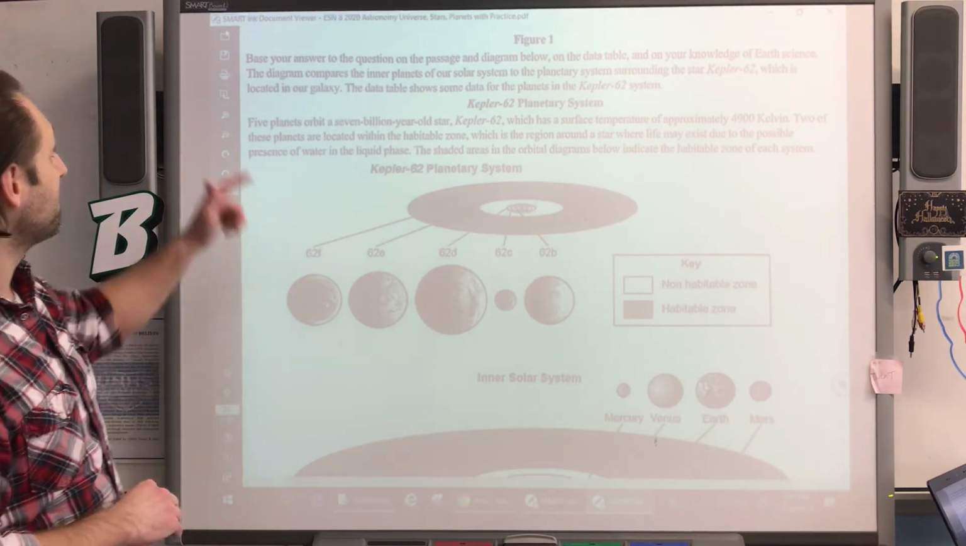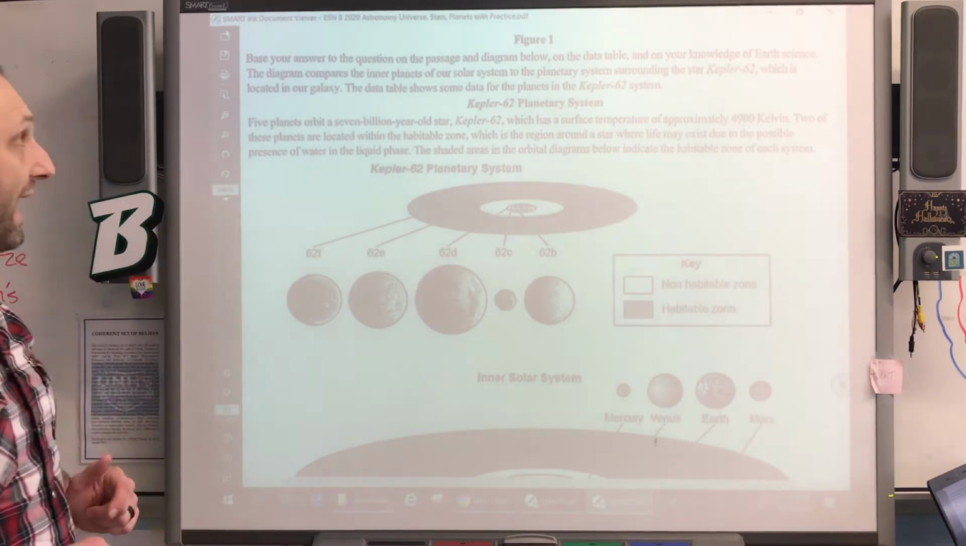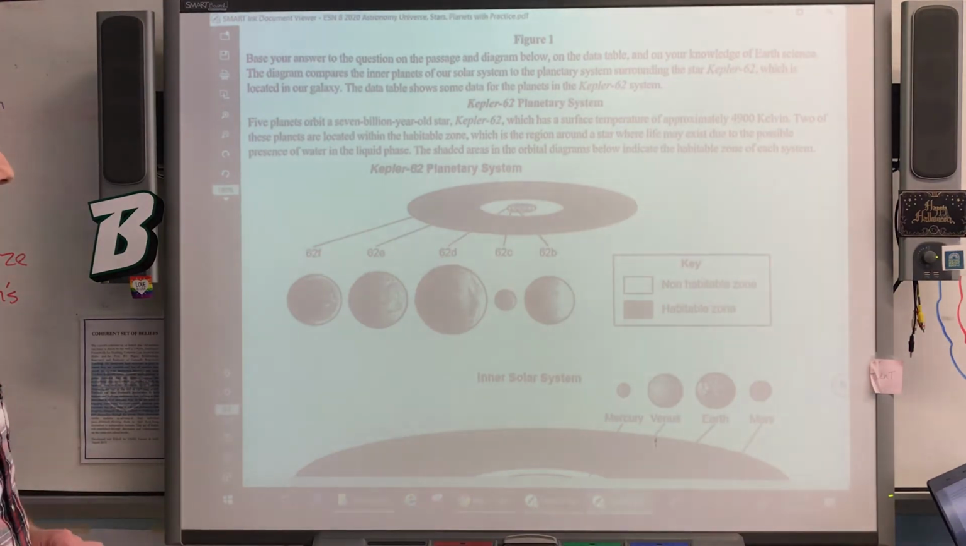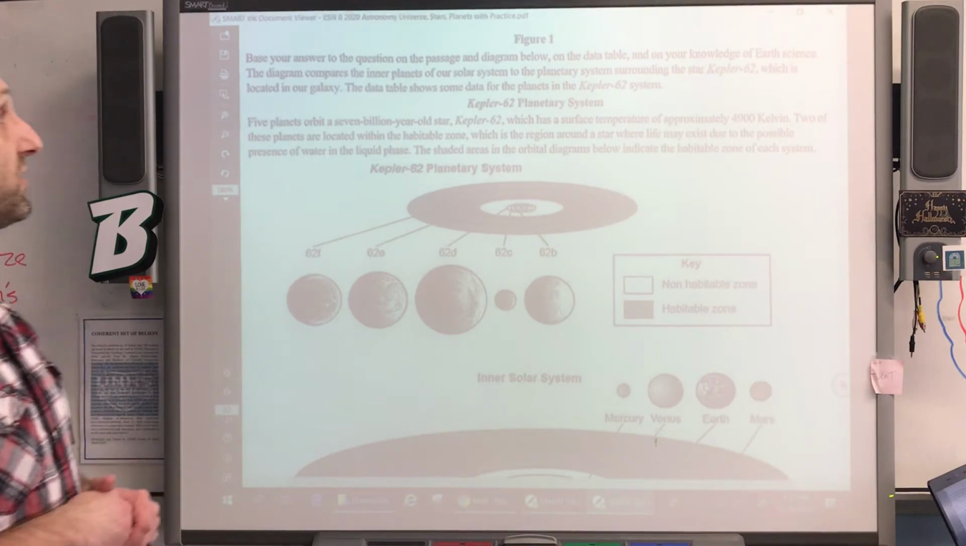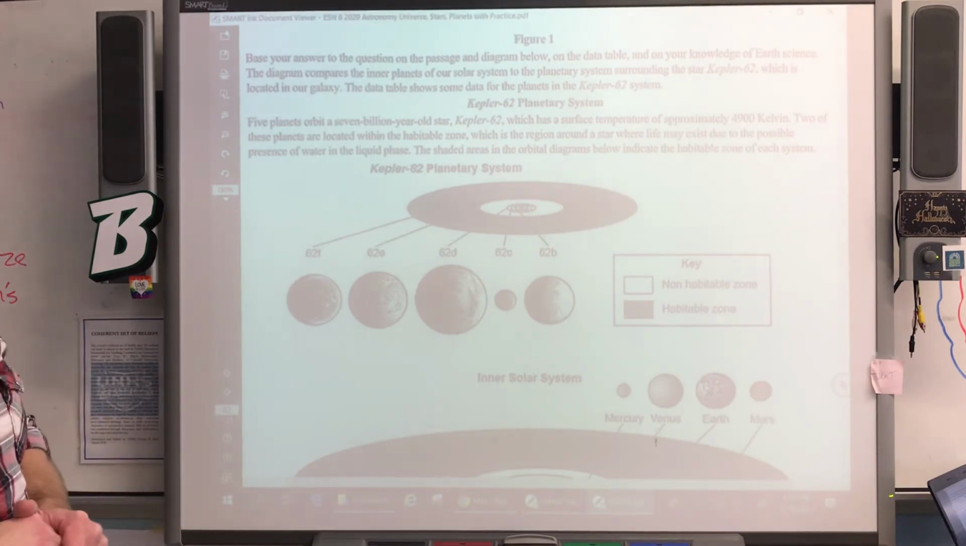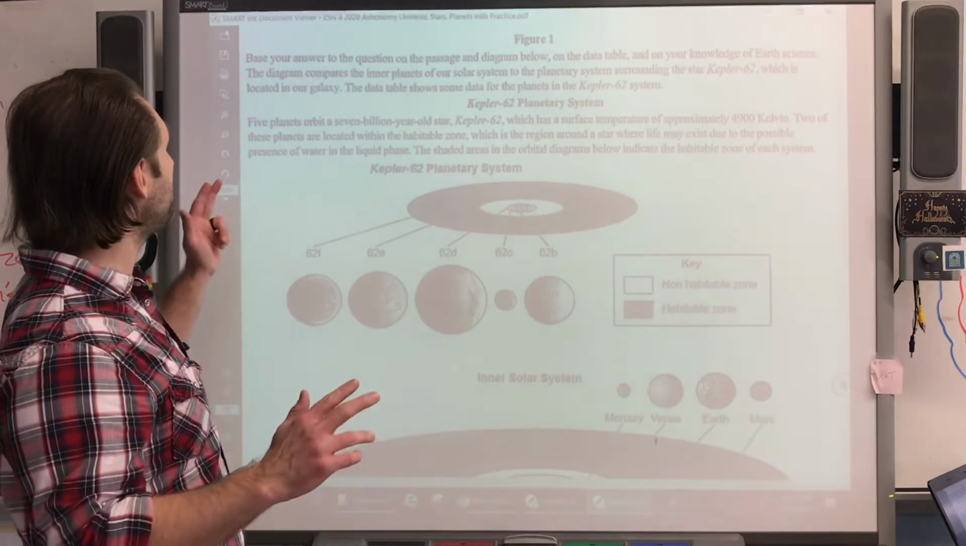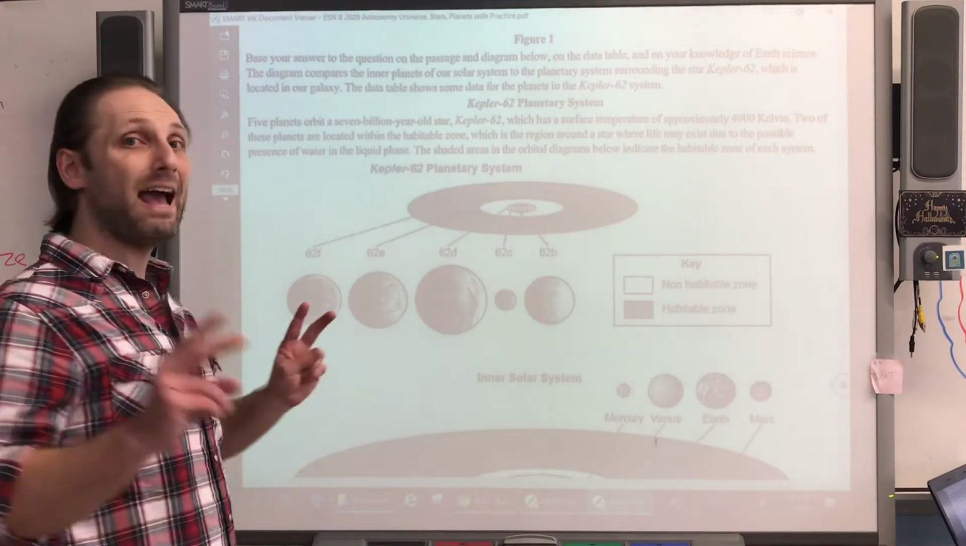Kepler-62 planetary system, let's read a little more. 5 planets orbit a 7 billion-year-old star, much older than ours. Kepler-62, which has a surface temperature of approximately 4,900 Kelvin. 2 of these planets are located within the habitable zone.